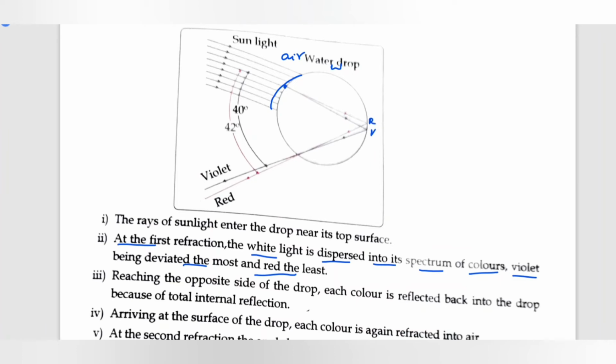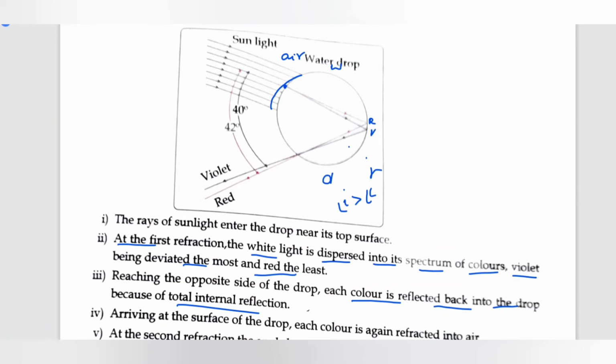Reaching the opposite side of the drop, each color is reflected back into the drop because of total internal reflection. So here on the other side of the drop, the light is traveling from denser medium to rarer medium. If the angle of incidence is greater than the critical angle, then total internal reflection takes place and the light gets reflected into the water drop again. So because of this total internal reflection, the light is getting back into the water drop.